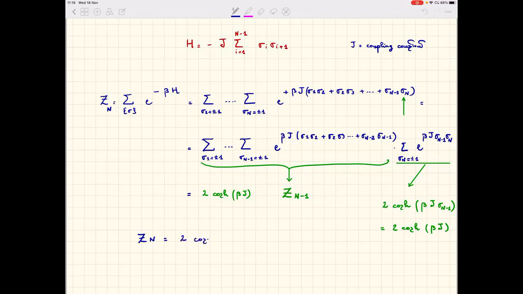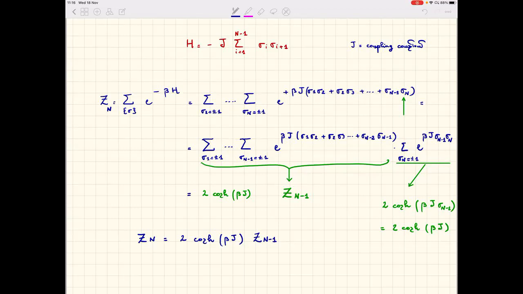Professor, I have a question. Why don't you separate all the terms into the case with sigma n minus 1 and sigma n, so we have two cosine hyperbolics with beta J? Because you cannot do it. And let me explain why.